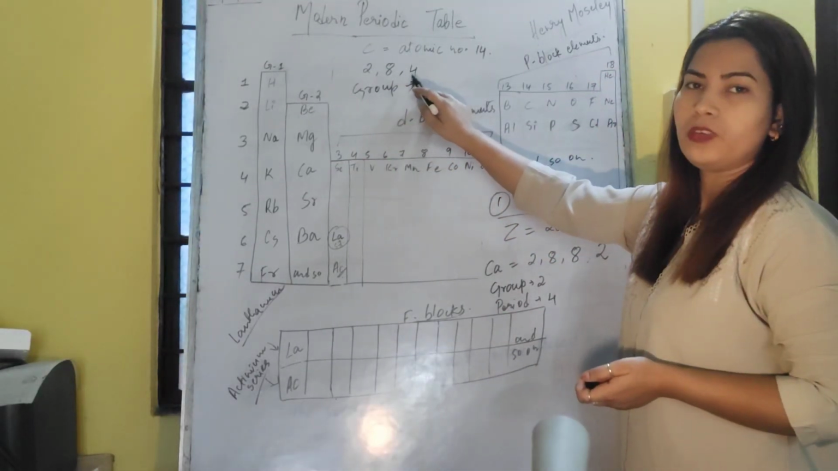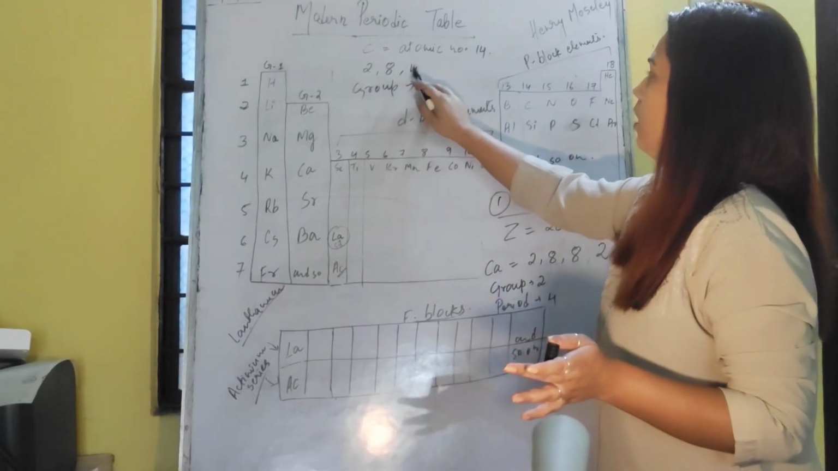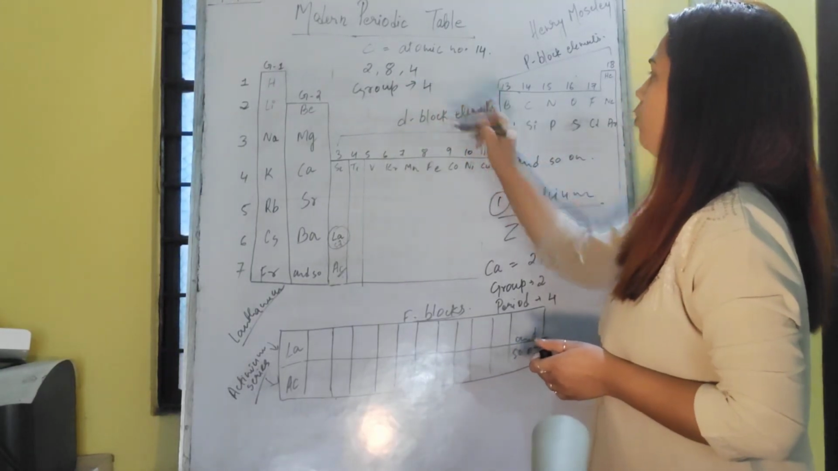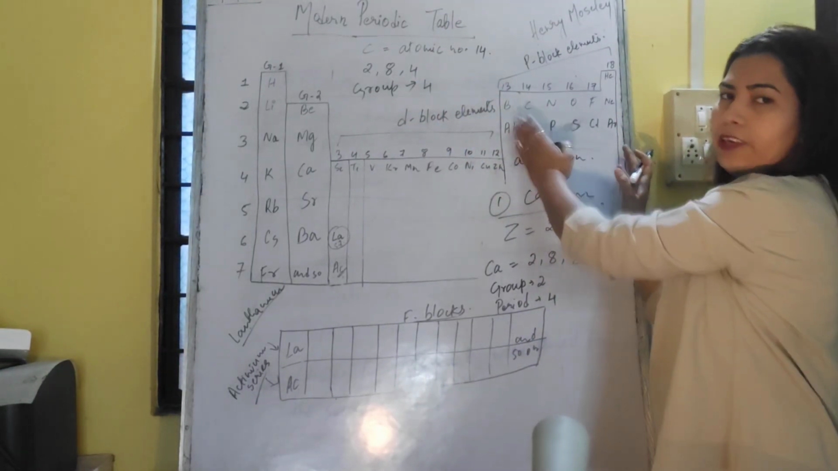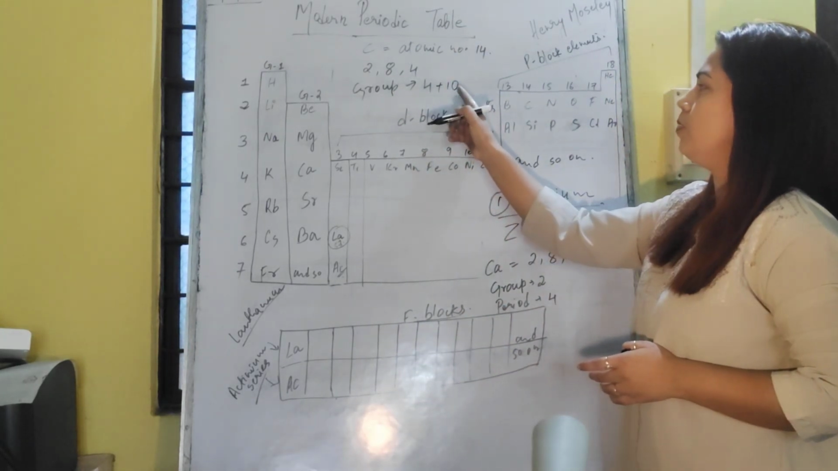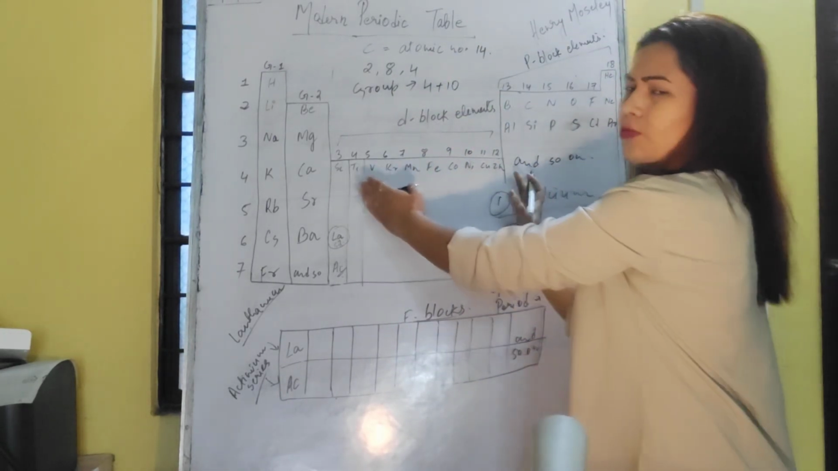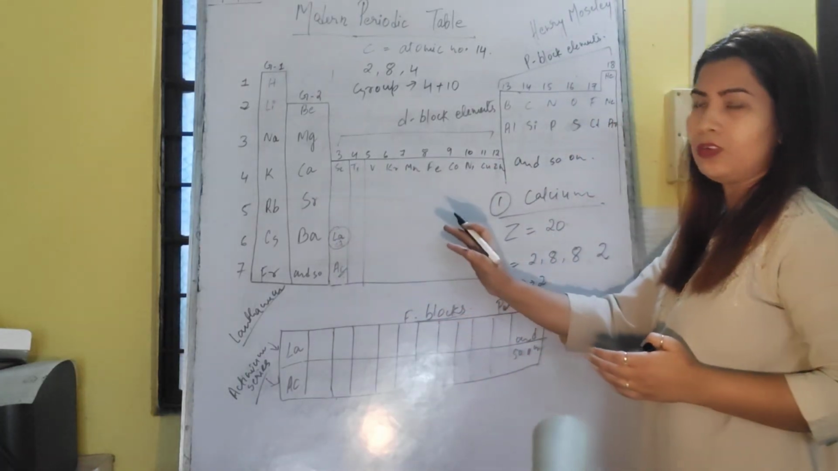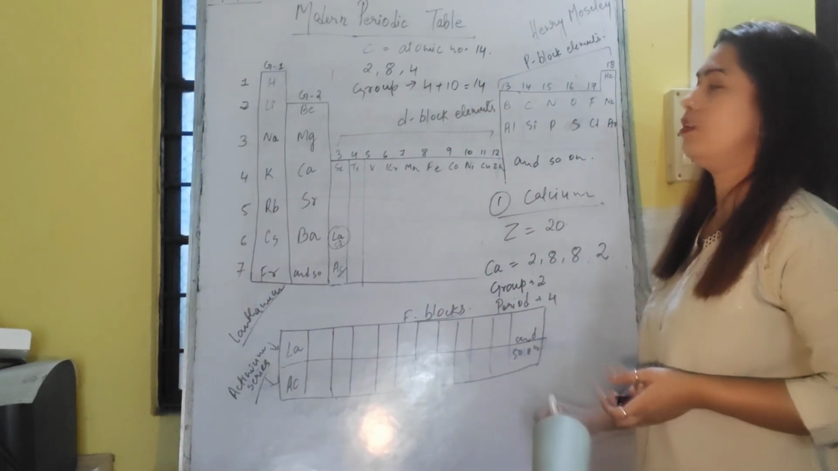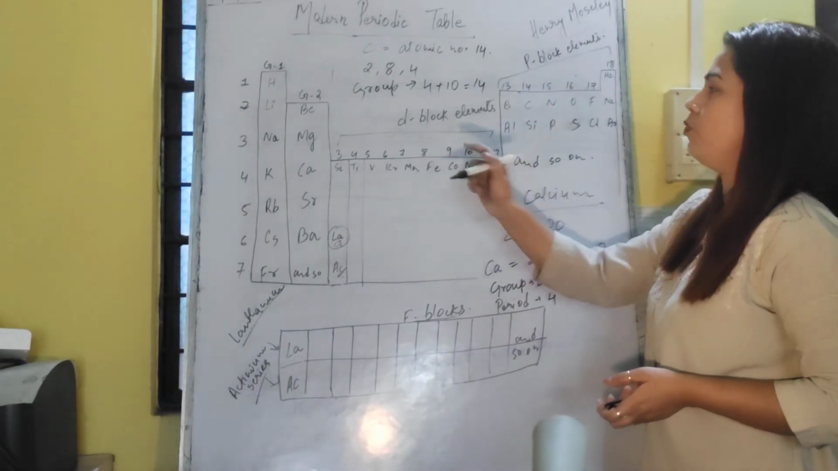The outermost electron is 4, and we add plus 10 to it. Why is 10 added? Because 10 elements are included in the D block. So 10 plus 4 equals 14. So carbon is present in group 14.